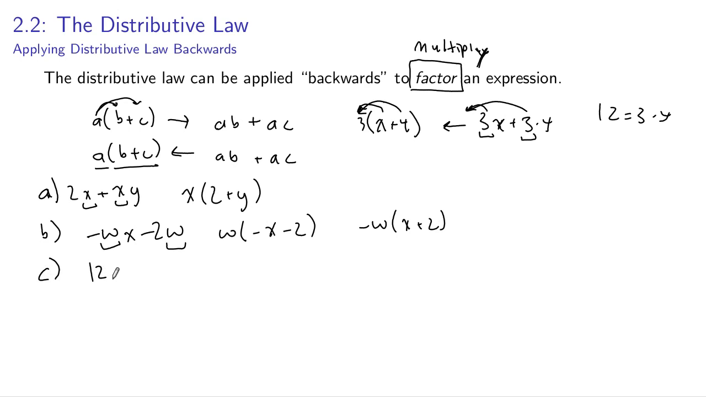C, 12L m squared minus m squared. Well, it looks like we have an m squared in common. If we pull the m squared out, we have 12L. And what's left here? Well, we pull the m squared out. There's still sort of an implicit 1. We can multiply 1 by anything, and still have that thing, so minus 1.